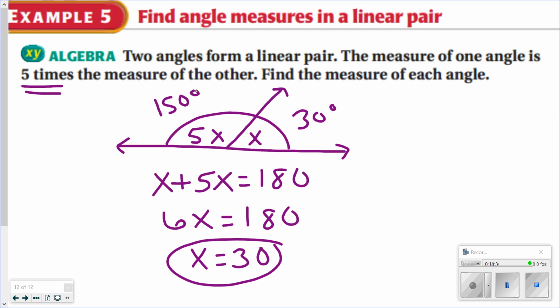So is 150 plus 30 equal to 180? And it is. Is 150 5 times 30? It is. And so I'm correct.